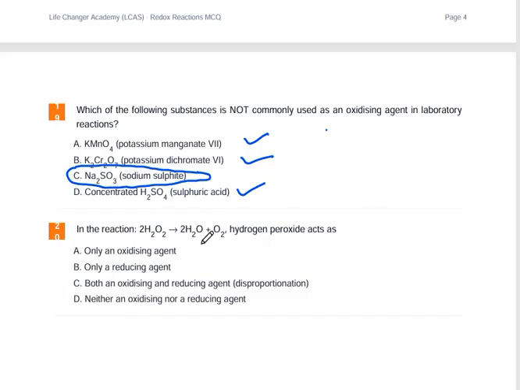Now number 20, in the reaction, hydrogen peroxide acts as, well, this is quite easy. The valency of oxygen here is -2. In peroxide, the valency of oxygen is -1. In water, the valency of oxygen is -2. In oxygen, the valency of oxygen is 0. So from -1 to -2 is reduction. From -1 to 0 is oxidation. So that means hydrogen peroxide is serving as both an oxidizing and a reducing agent, which we call disproportionation.